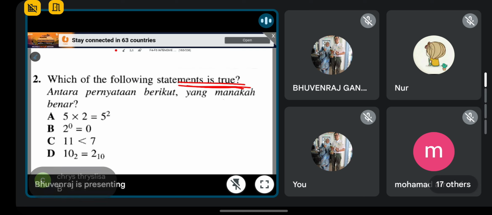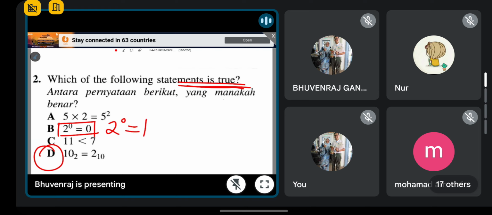Okay, so the answer is D, guys. Why do people say B, guys? 2 power 0, how can it be 0? 2 power 0 is 1. Remember this. Apa-apa nombor kuasa kosong, jawapan dia 1. Okay, any number power 0 is 1. If I say 10,000 power 0 also is 1. Okay, anything power 0 is 1. So don't make a mistake over here. This one is asas mathematics.